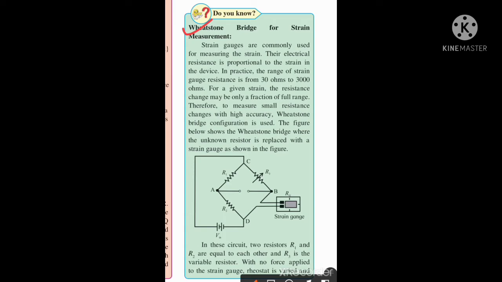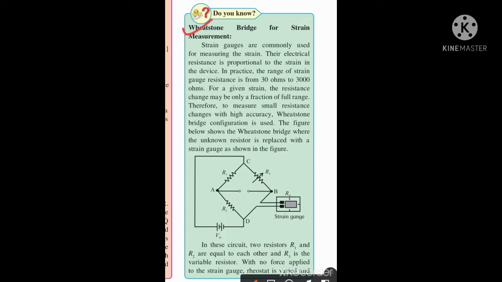Their electrical resistance is proportional to the strain in the device. In practice, the range of strain gauge resistance is from 30 ohms to 3000 ohms. Means, using a strain gauge, we measure resistance in the range of 30 ohms to 3000 ohms. For a given strain, the resistance change may be only a fraction of the full range. Therefore, to measure small resistance change with high accuracy, we use the Wheatstone's bridge.